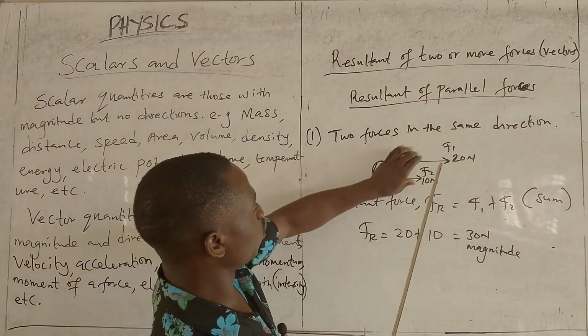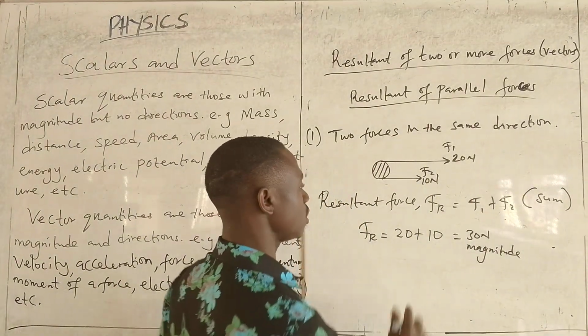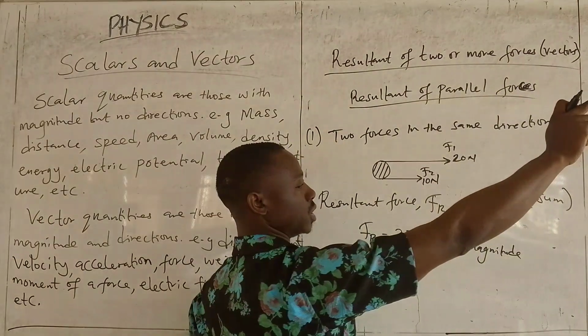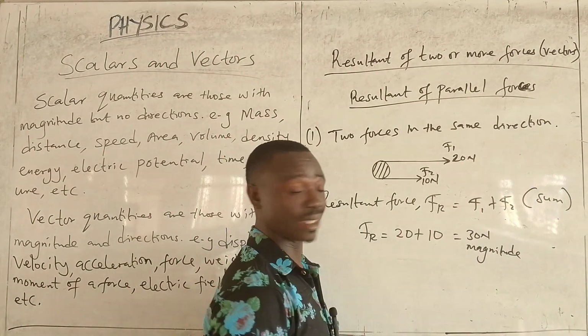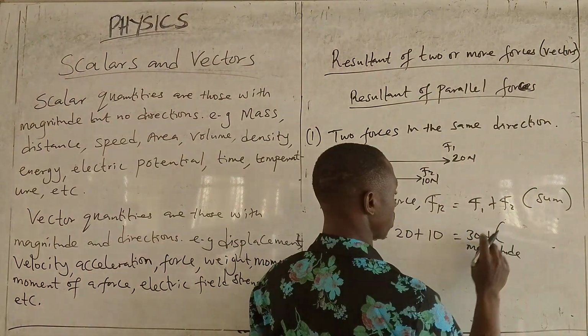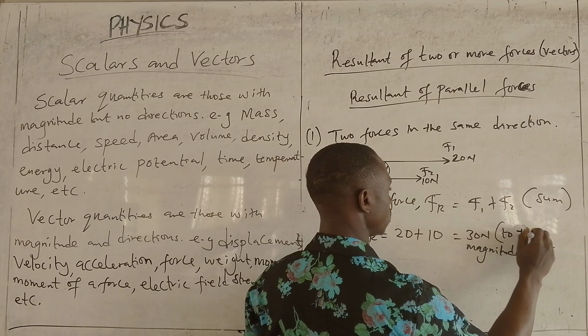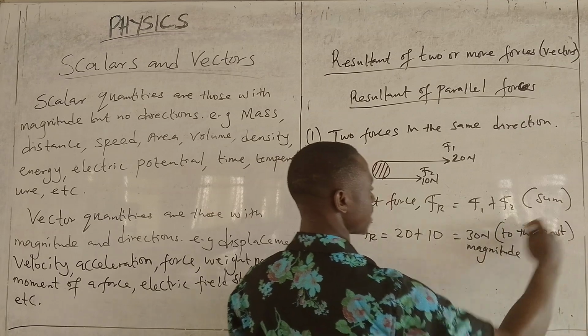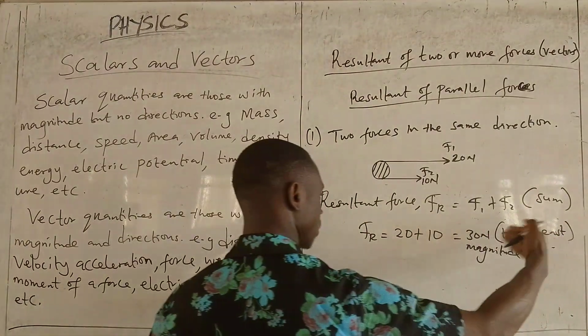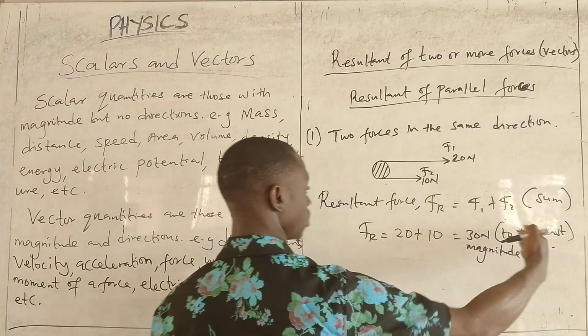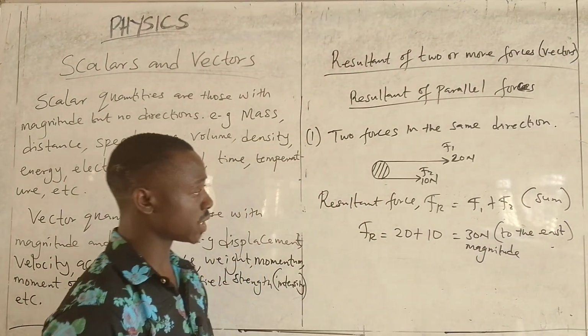So what will be the direction in which this particle will go? Definitely the particle will go in the eastern direction. So that we are going to write to what? To the east, or you say to the right hand side, to my right hand side, just like as I'm facing the board, to the right hand side, okay? So that is the resultant.